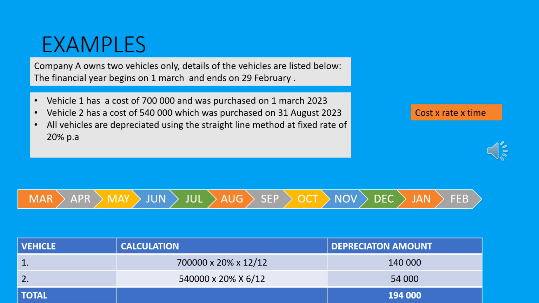And for vehicle 2, the cost is 540,000, with the rate of 20%. And since it was bought on the 31st of August, we are going to go to our timeline, and we're going to start from September. Since the 31st of August is the last day of August, we're going to start counting from September up until February the 29th, which is a total of 6 months. So we are going to say 540,000 times 20% times 6 over 12, giving us 54,000. And we need to have the total of these two depreciation amounts, which is 194,000, which we are going to record in our book of first entry, which is the general journal, in the slide that follows.